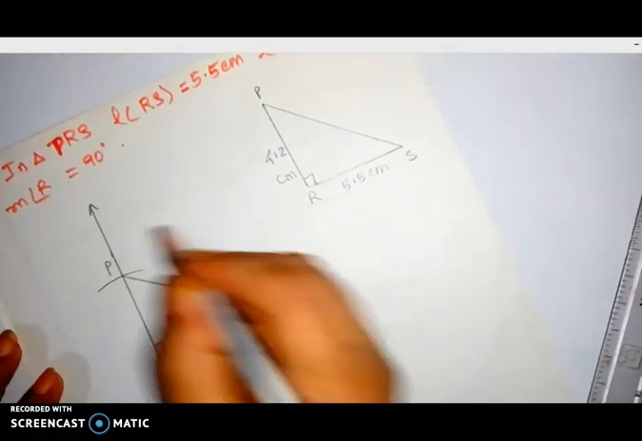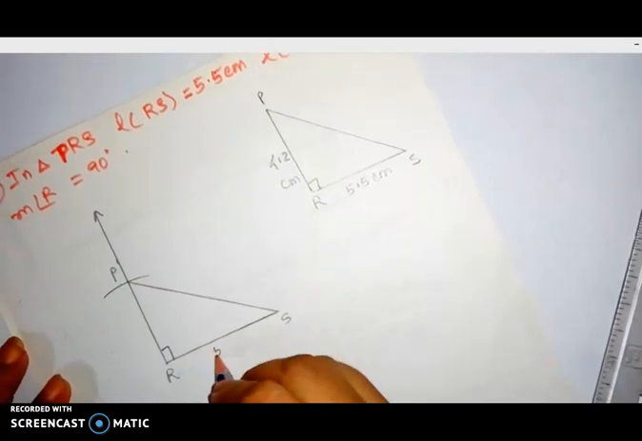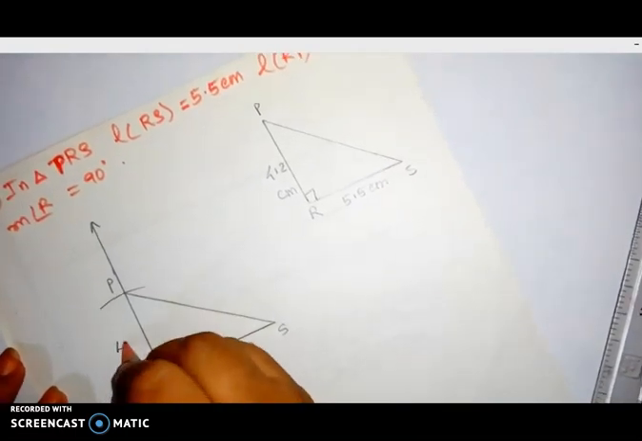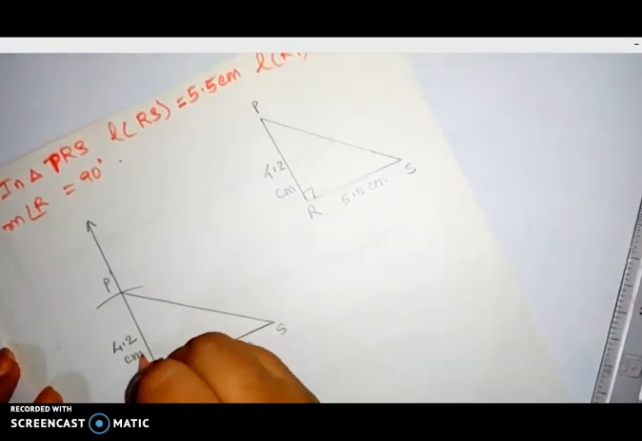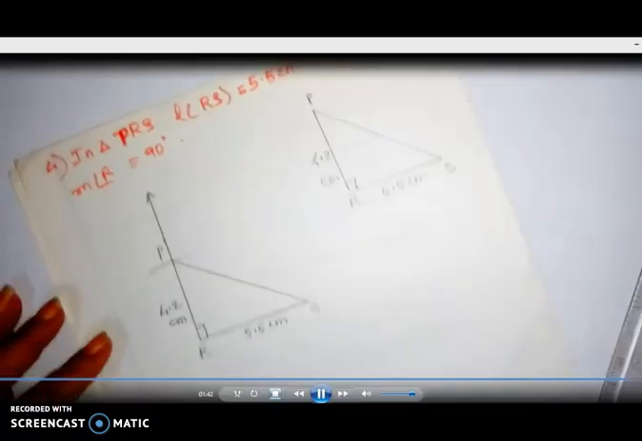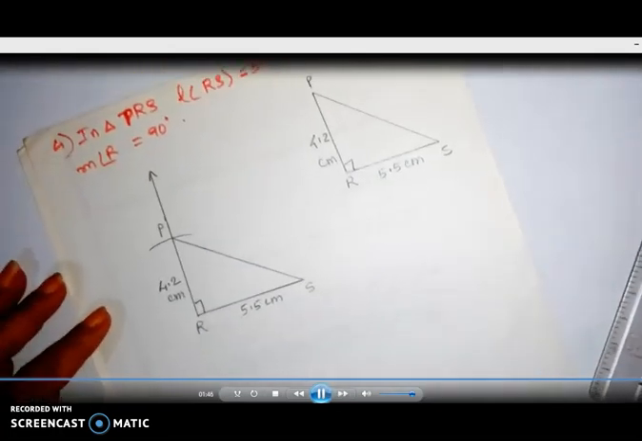So P, R and S. This is 5.5 cm, 4.2 cm and angle R is a right angle. So with that we come to the end of the exercise.